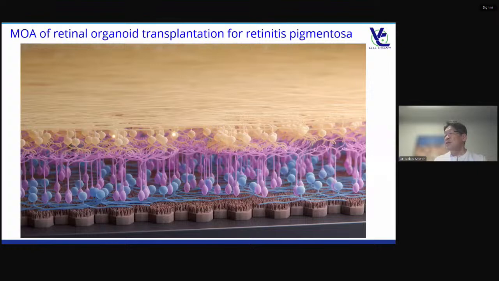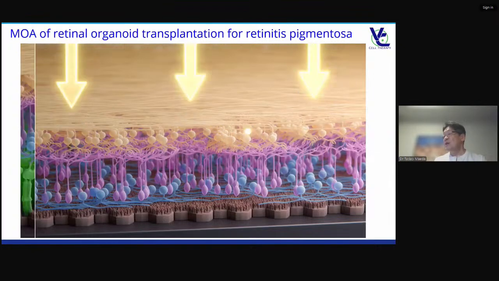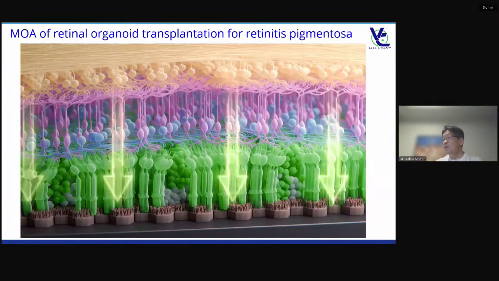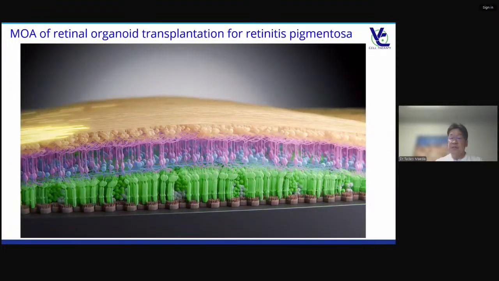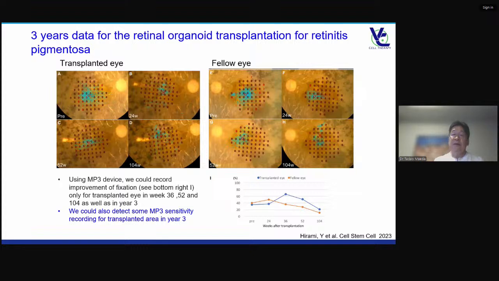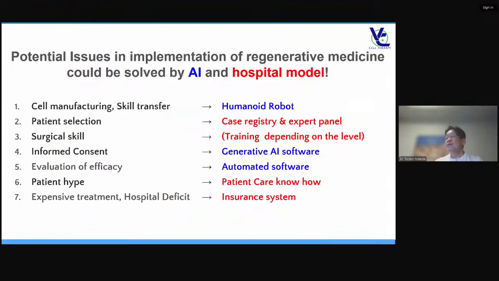Before transplantation, there is no light sensitivity in the retina. However, after transplantation, photoreceptors are recovered, then the retina has improved sensitivity. So far, we transplanted 2 retinitis pigmentosa patients with this kind of retinal organoid, and partial recovery of visual functions was obtained. Potential issues in the implementation of regenerative medicine could be solved by AI in the hospital model.